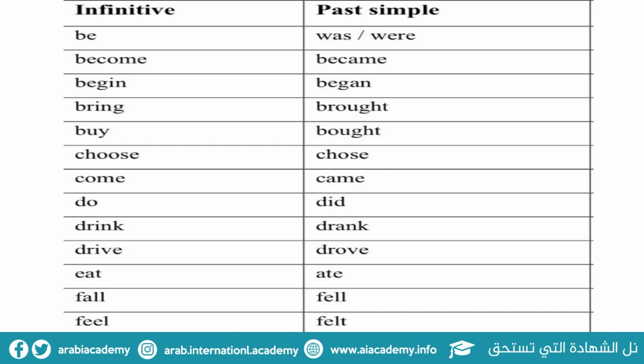Now for the irregular verbs. As I mentioned, we have regular verbs and irregular verbs. For the irregular verbs, in order to change them to the past tense, as I mentioned before, you have to change the whole word and not add ed. So you have to memorize and study these two slides. For example, the word become will be became in the past tense and not becomed. Come in the past tense will be came and not comed.